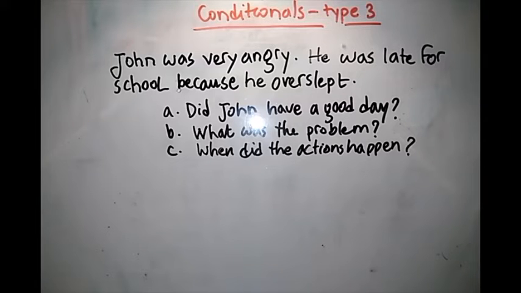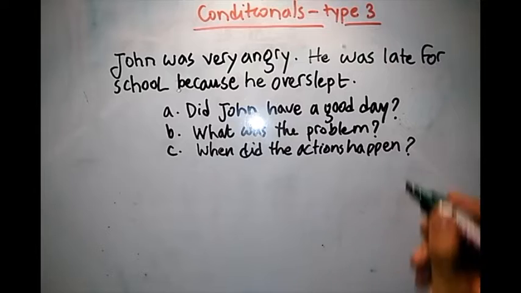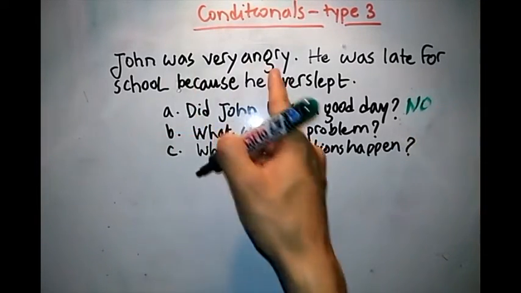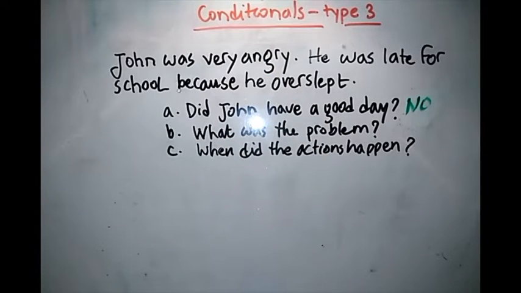John was very angry. He was late for school because he overslept. Question A. Did John have a good day? Of course, no, he didn't. As you can see here, he was very angry. B. What was the problem? So, he overslept and consequently he was late for school.